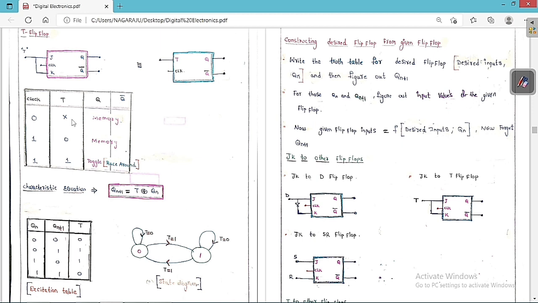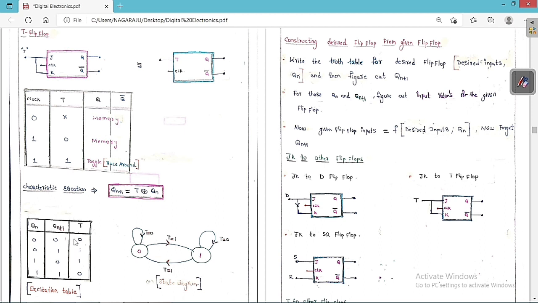When clock is equal to 0, irrespective of T, you are going to get memory. When clock is equal to 1 and T is equal to 0, meaning J is equal to 0 and K is equal to 0, it's a memory. And when T is equal to 1, meaning J is equal to 1 and K is equal to 1, you are going to get the toggle mode. So there are continuous variations of output from 0 to 1 and 1 to 0 continuously.